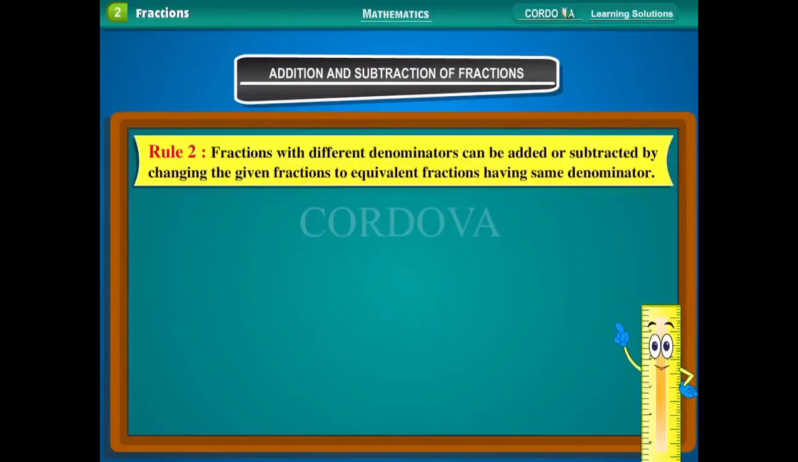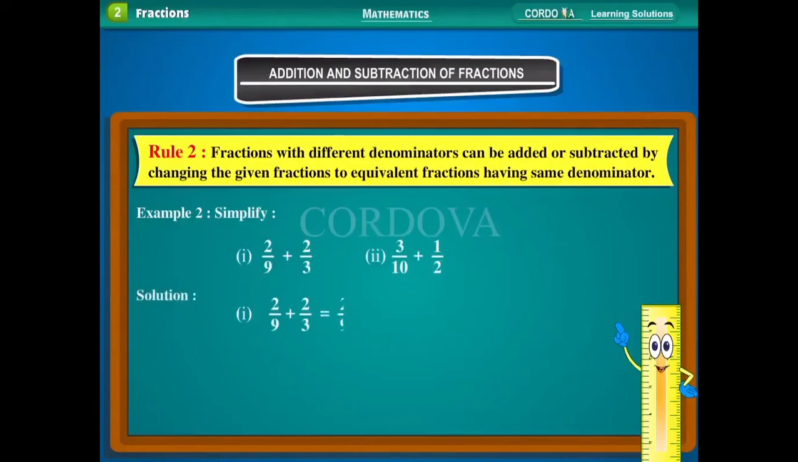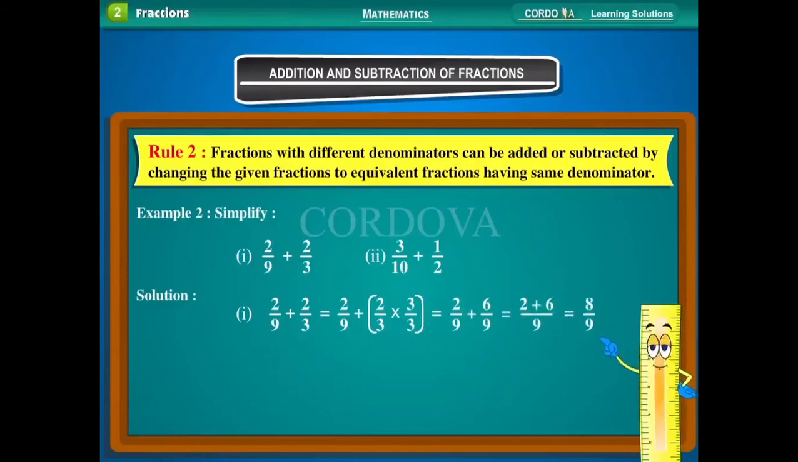Rule 2. Fractions with different denominators can be added or subtracted by changing the given fractions to equivalent fractions having the same denominator. Example 2. Simplify 2/9 plus 2/3, 3/10 plus 1/2. Solution. 2/9 plus 2/3 is equal to 2/9 plus 2/3 into 3/3, which is equal to 2/9 plus 6/9, which is equal to (2 plus 6)/9, which is equal to 8/9.